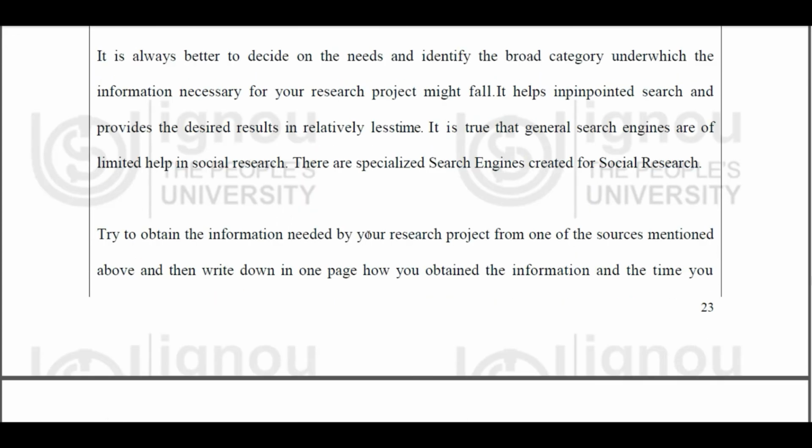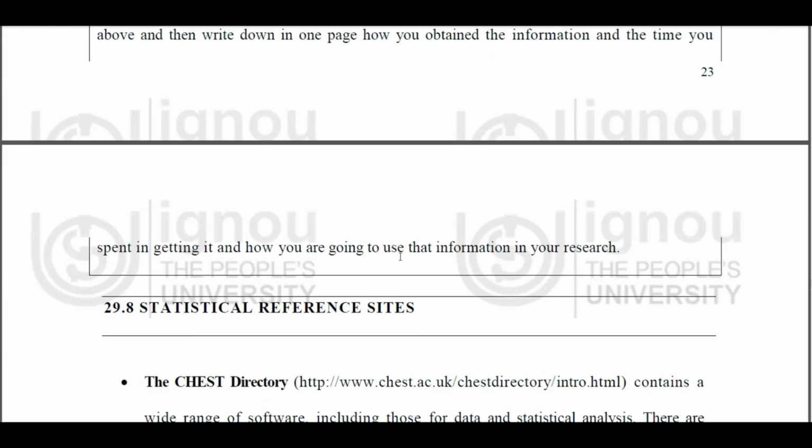Try to obtain the information needed by your research project from one of the sources mentioned above, and then write down in one page how you obtained the information, the time you spent in getting it, and how you are going to use that information in your research.